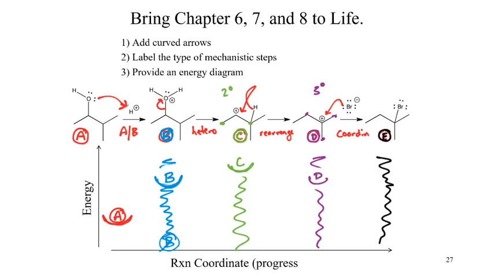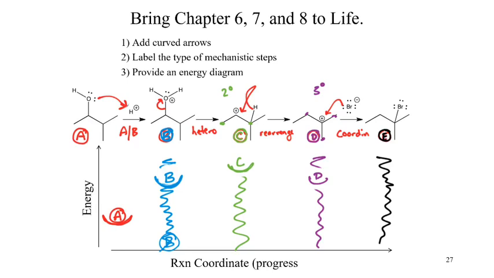Why would I expect the rearrangement to happen? I'm transitioning to a lower energy structure. That lower energy structure suggests that the reaction will happen. Okay? So we can use the energy diagram to help us predict why a reaction happens.